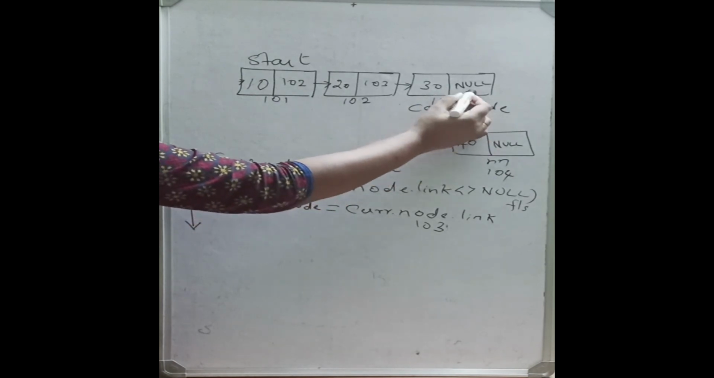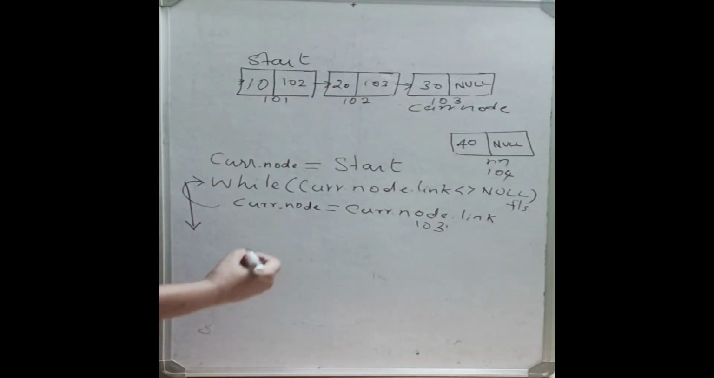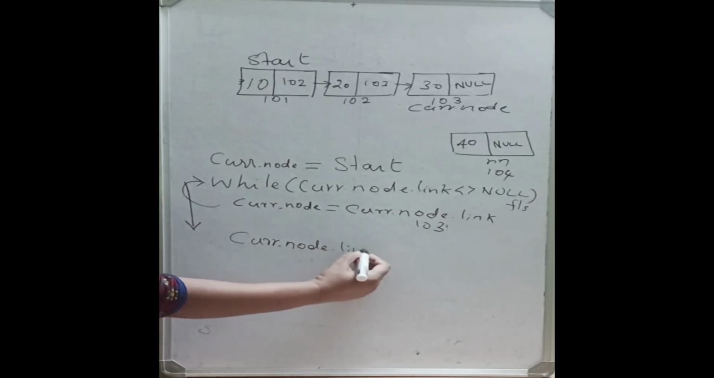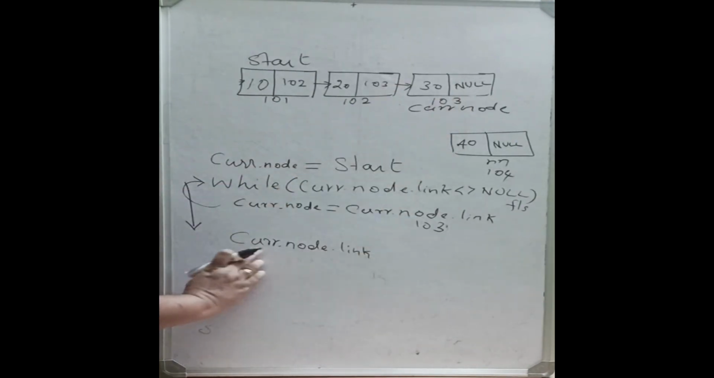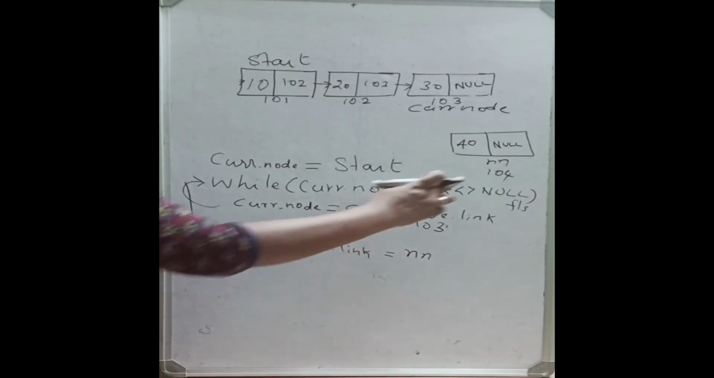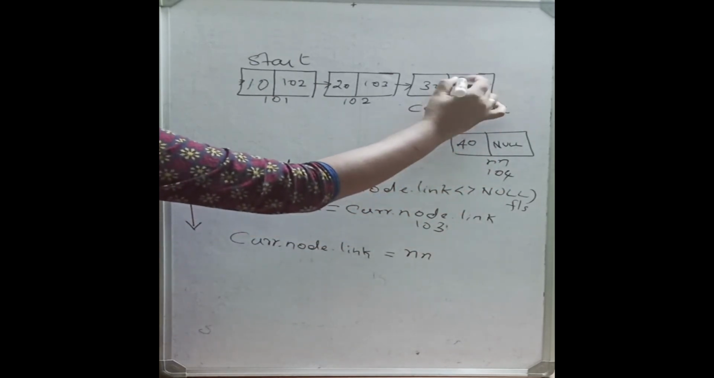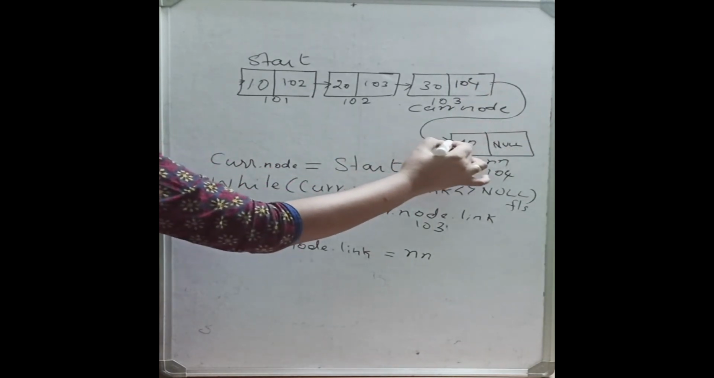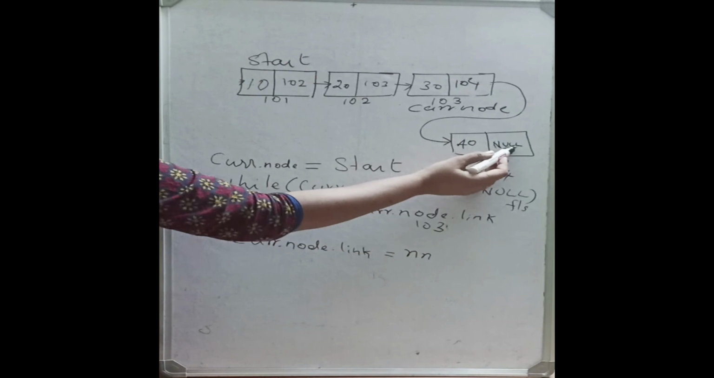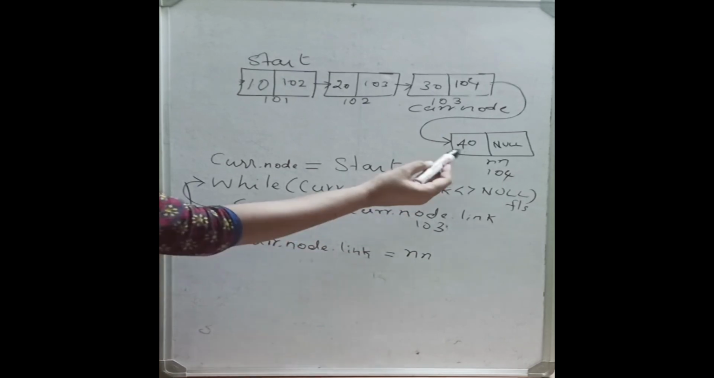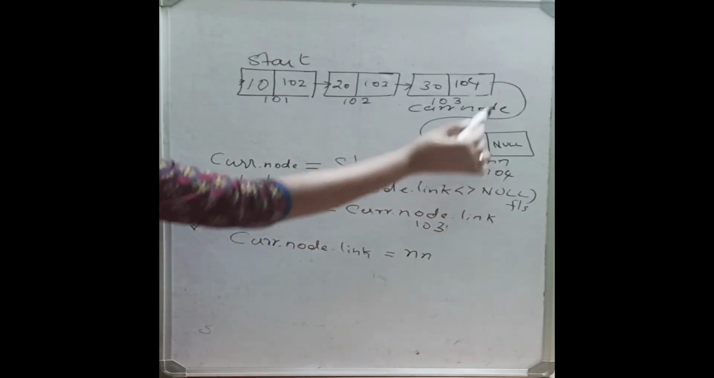Here, to the current node link, we are going to attach the new node. So after this loop, current node dot link, where we have a null value, that value will be replaced by the address of the new node. The address of the new node is 104, so 104 will be assigned here. So this node will link with this node. We already stored a null value in the new node, so null indicates that this is the last node in the list. So now we have added a new node at the end.